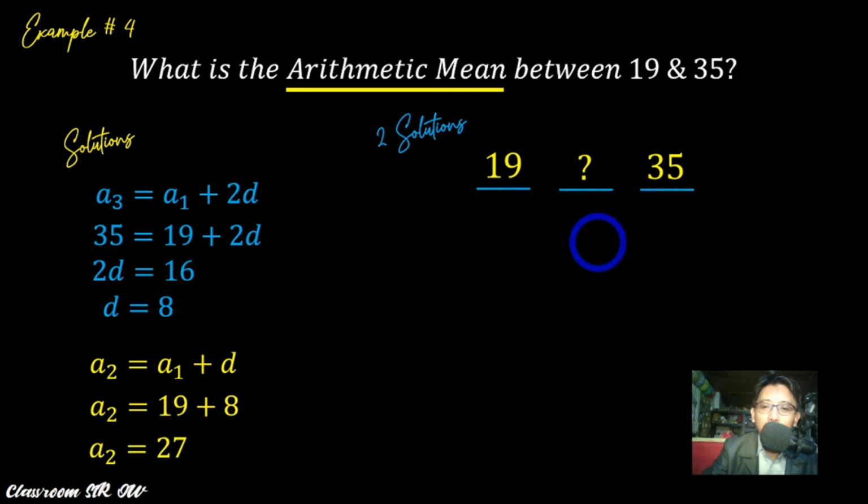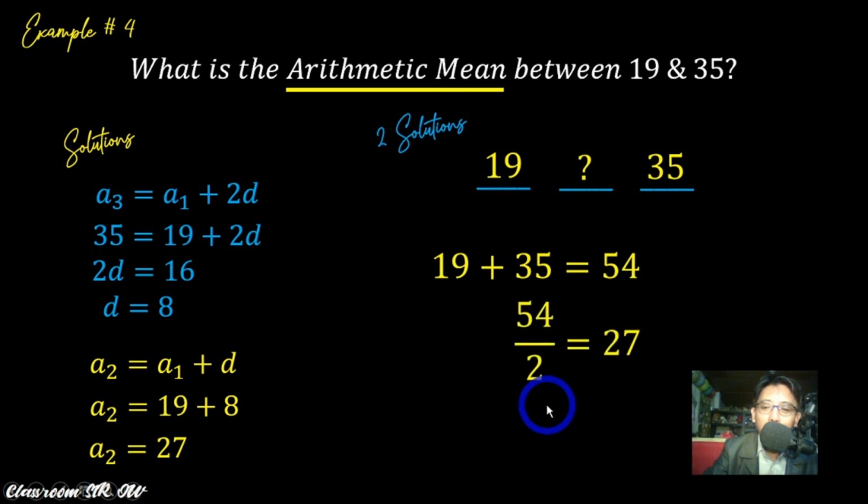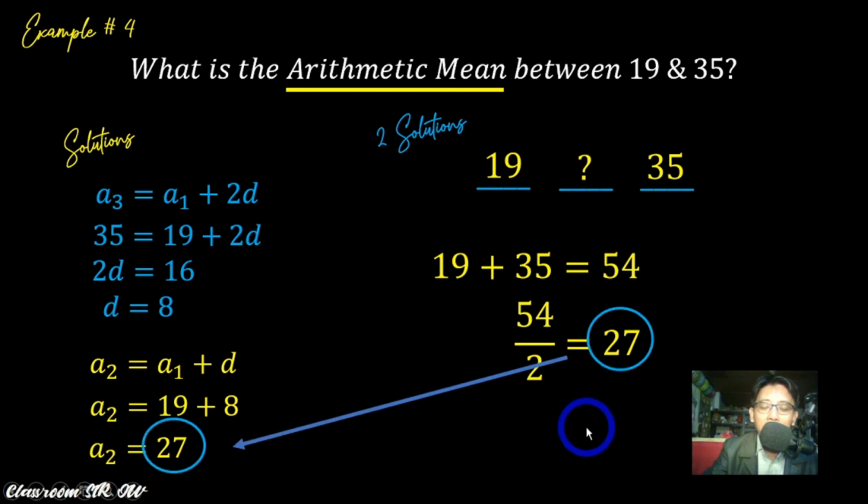So what we are going to do is we will just add the first term and the third term, which is 19 plus 35, is equal to 54. What we are going to do next is we just divide 54 by 2. That is equal to 27. So we arrive with the same answer. It's up to you which solution you are going to use to solve the arithmetic mean between 19 and 35. If you are just given 2 terms and asked only one arithmetic mean, you can actually make use of the second solution if you like.